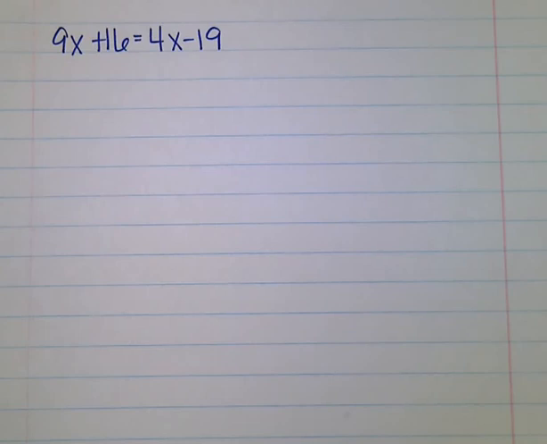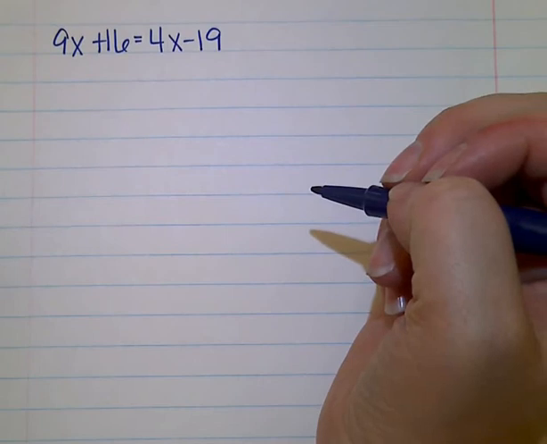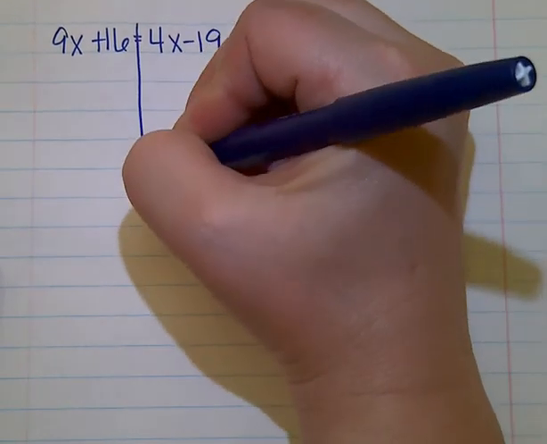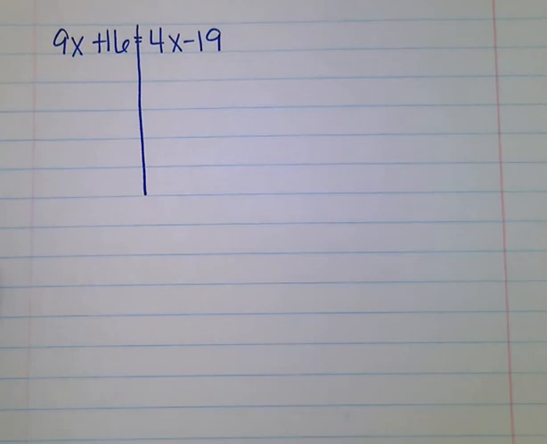This video will show you how to solve a multi-step equation without distribution. Okay, we have 9x plus 16 is equal to 4x minus 19. So let's draw our line so that we can see the two halves of our equation.